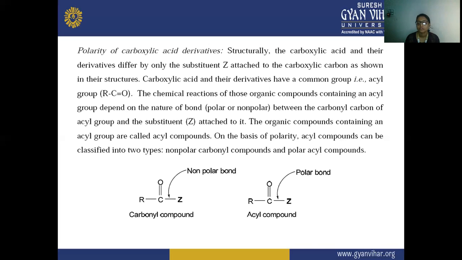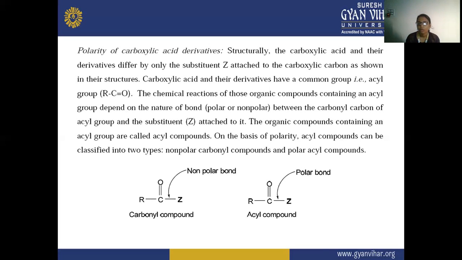And on the basis of polarity, these acyl groups can be classified into two types. Firstly, non-polar carbonyl compounds, and secondly, polar acyl compounds. In the structure, you can see that RCO in the carbonyl compound and the acyl compound are the same, as both are acyl groups, and Z is different.